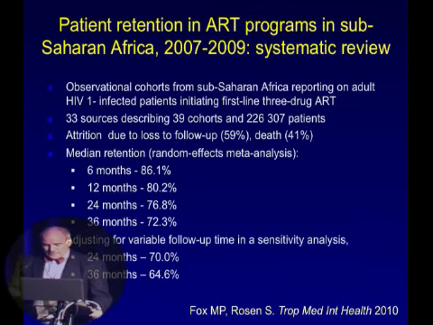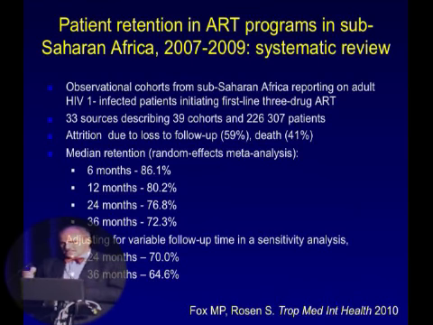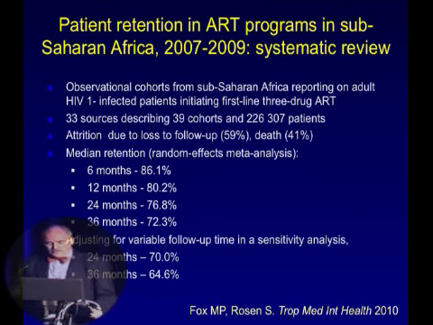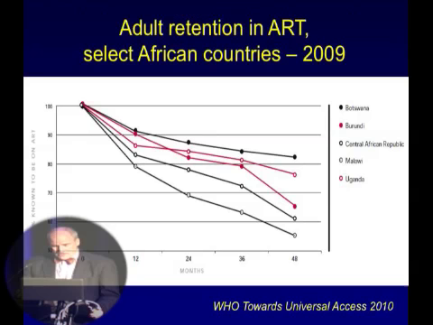The same authors, in a different systematic review, turning from that more linkage-related issue to the retention issue, showed with 33 sources, 39 cohorts, most attrition was due to loss to follow-up, followed by death as the second leading cause of attrition. And so they found 76% retention at 24 months, and when they adjusted in a sensitivity analysis, that was about 70% retention at 24 months, which aren't shocking numbers for us to see.